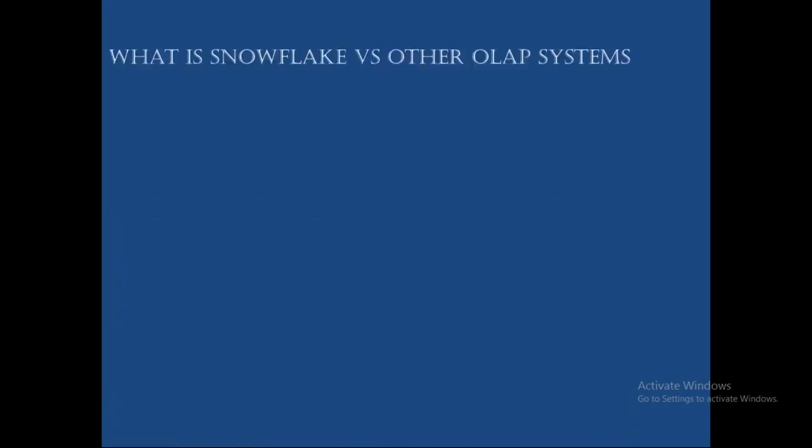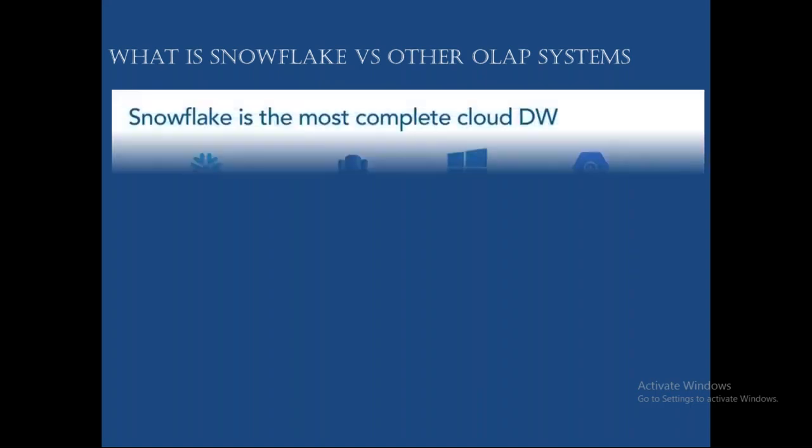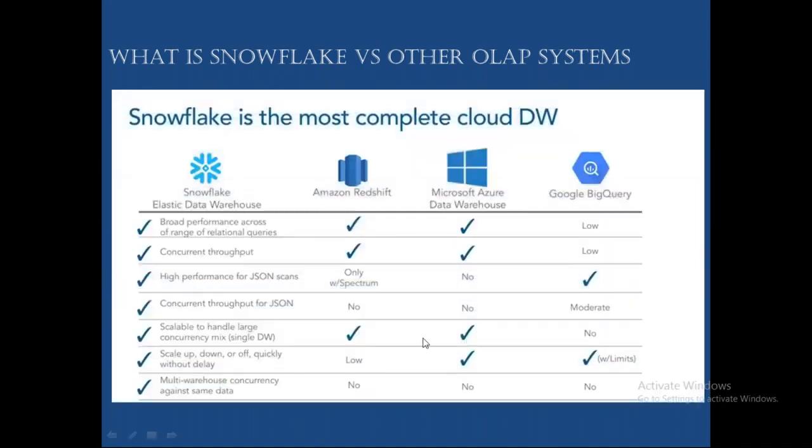Okay, fine. So what is Snowflake versus other OLAP systems? Let's say I have this Snowflake, and you have a data warehouse in AWS that is called Redshift, in Google it's BigQuery, right? All these are data warehouse OLAP systems. In AWS we have something called Amazon Redshift. In Azure we have Azure's data warehouse. In Google Cloud we have something called Google BigQuery.